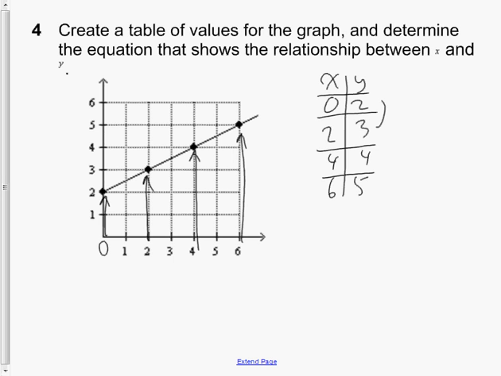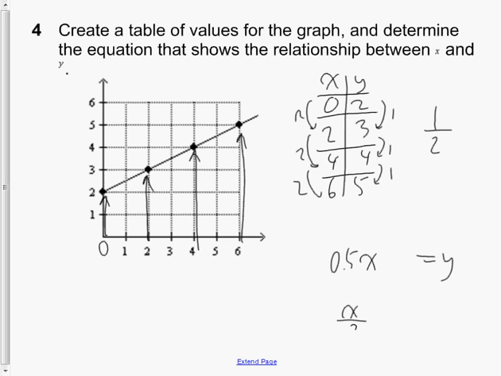The difference here is 1 each time. The difference here is 2 each time. So 1 divided by 2 means my coefficient in the equation that shows the relationship between x and y will be 0.5, or a half. Another way to represent half of x is like this, so I can keep both. Now remember what we said in the last question: if your x is 0, your y will be your constant. So I know it's going to be plus 2. So my equation is going to be half of x plus 2 equals y. But I'll show you how to do it.